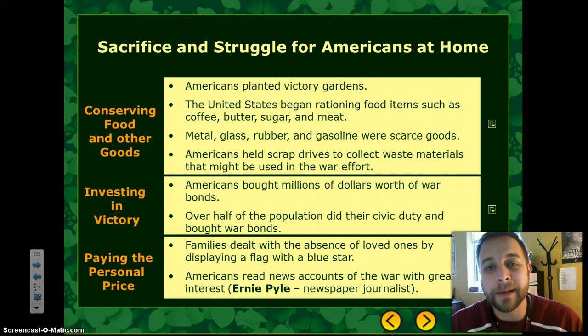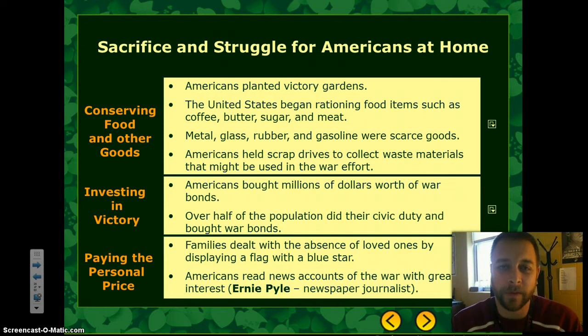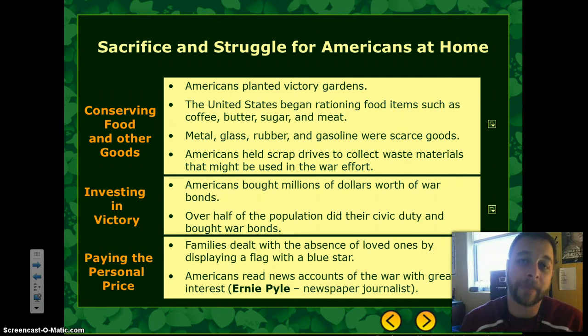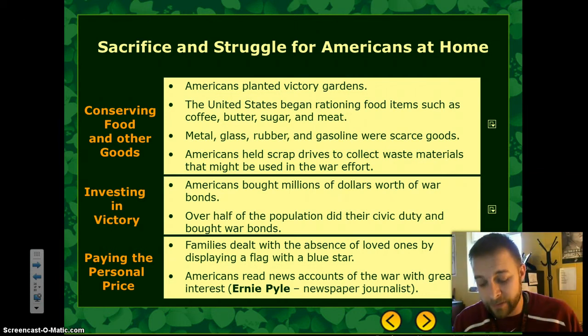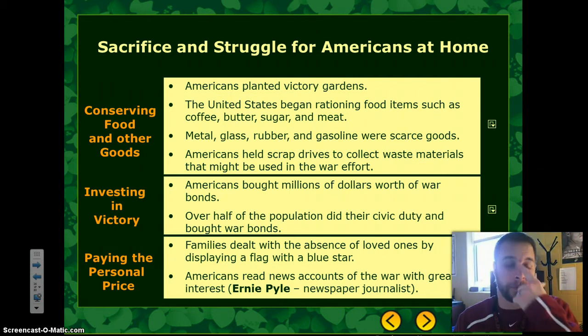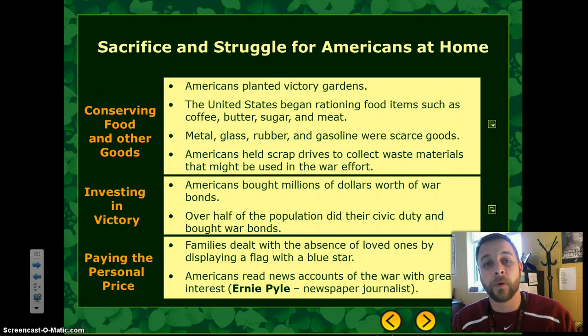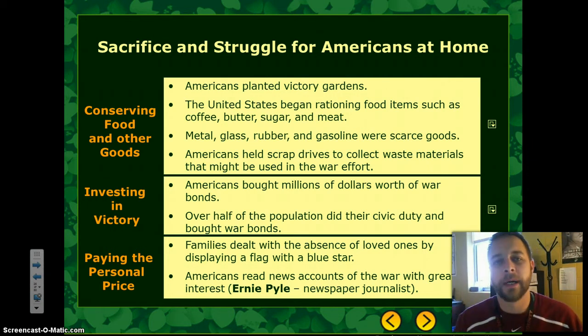Also, Americans by the millions bought war bonds. They invested in the war effort. So the government borrowed most of its money for the war from the American people. And finally, of course, people sacrificed their loved ones, whether just from being absent or, in fact, losing them. You had blue stars when you had a soldier in your family that was gone. You'd put a blue star on your front window or front door. But sometimes when they didn't come back, it was a gold star. So it was a very real depiction of the sacrifice people were making.